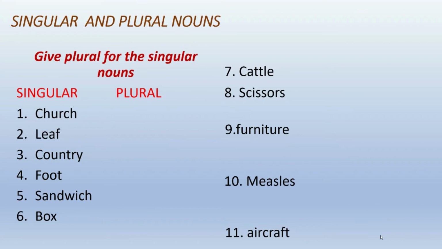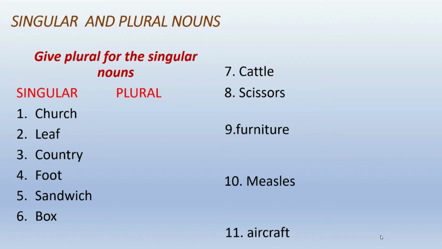Singular and plural nouns. In the word singular itself, we can understand that nouns that refer to one person, animal, thing or idea are called singular nouns. And plural nouns, of course, are nouns that refer to more than one person, place, animal, thing or idea. Now, shall we change these singular nouns to plural nouns?